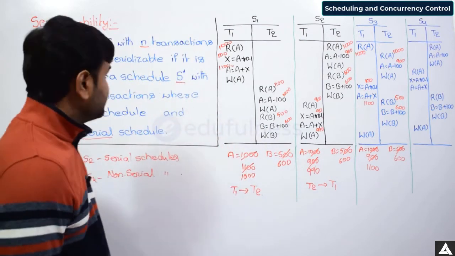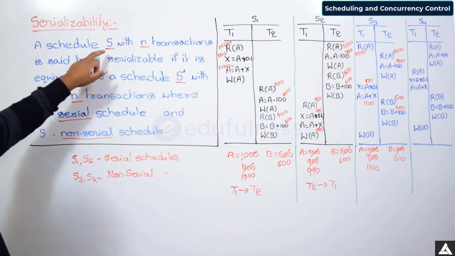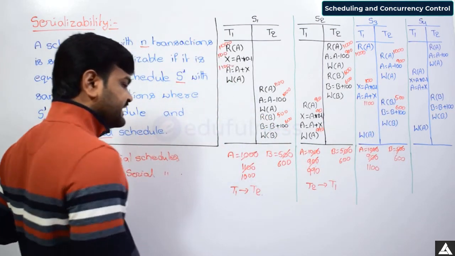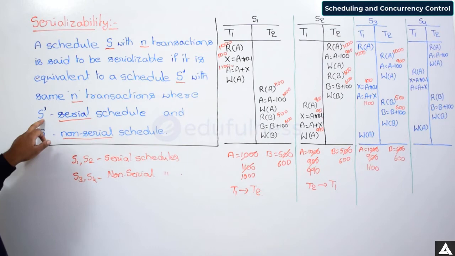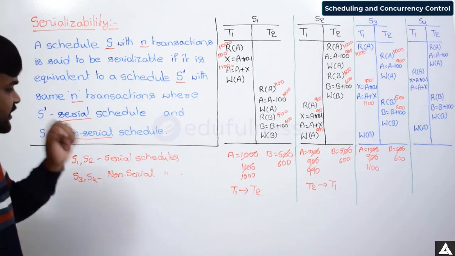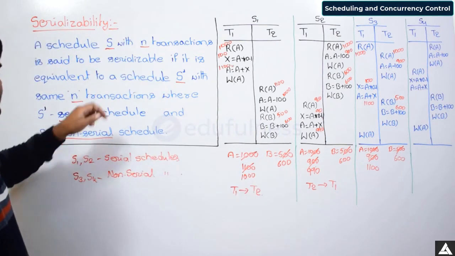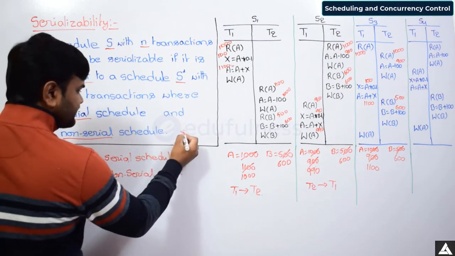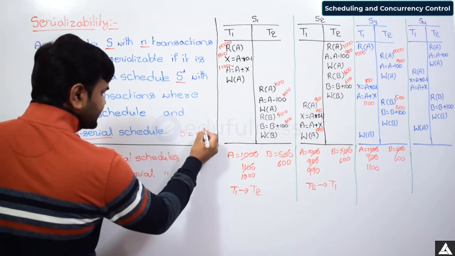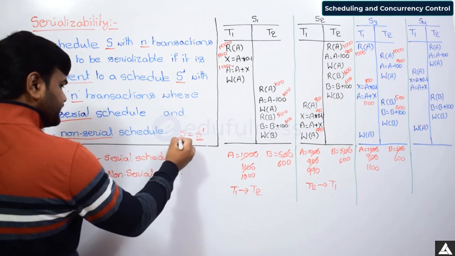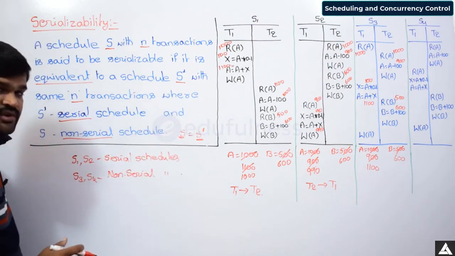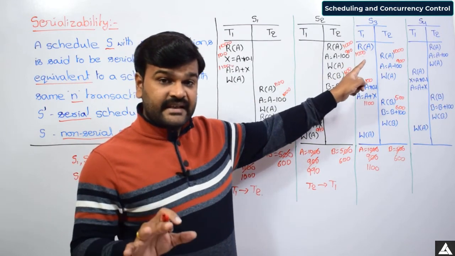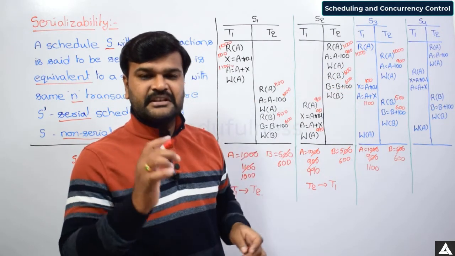So now come back to this definition. S3 is a non-serial schedule. S dash means a serial schedule, any serial schedule. So if S is equal to any serial schedule S dash, then you can say such a non-serial schedule is serializable. That is actually the concept.